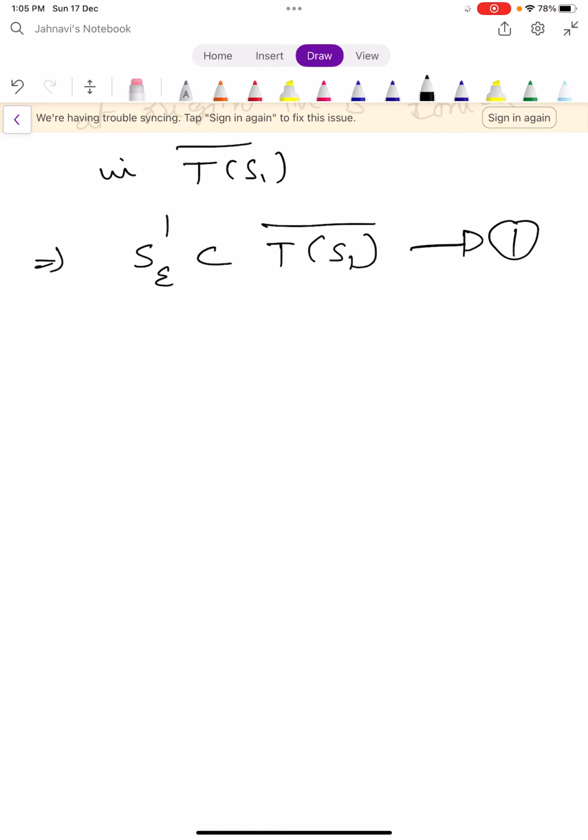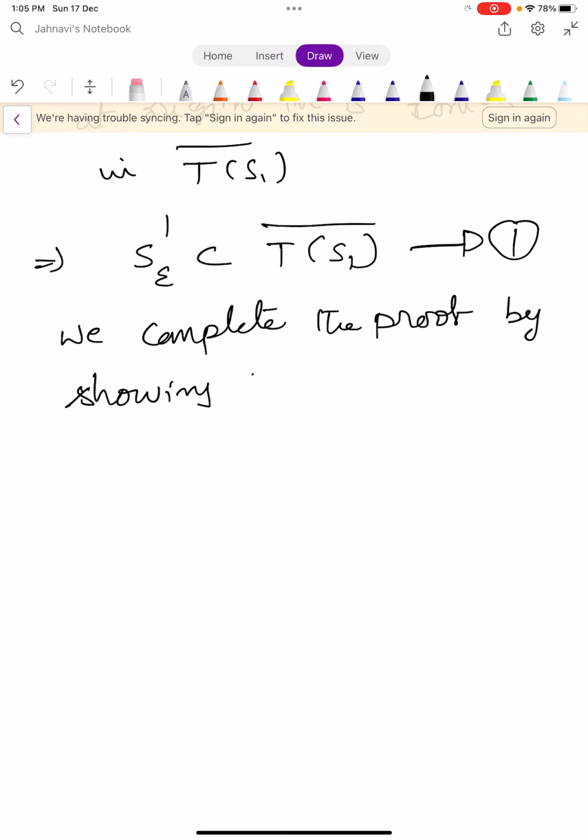Now we complete the proof by showing that S epsilon dash is a subset of T of S1. Remember that finally, if we show this, there must be an open sphere in B dash containing an open sphere in B. So remember that.